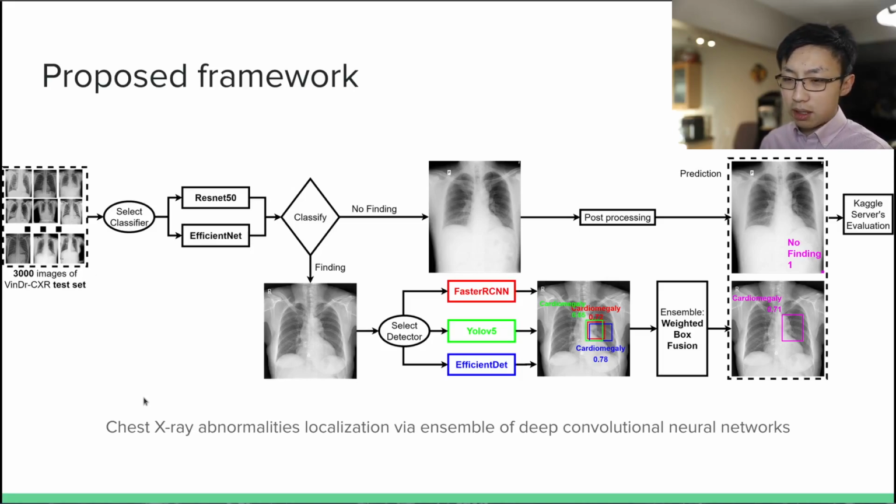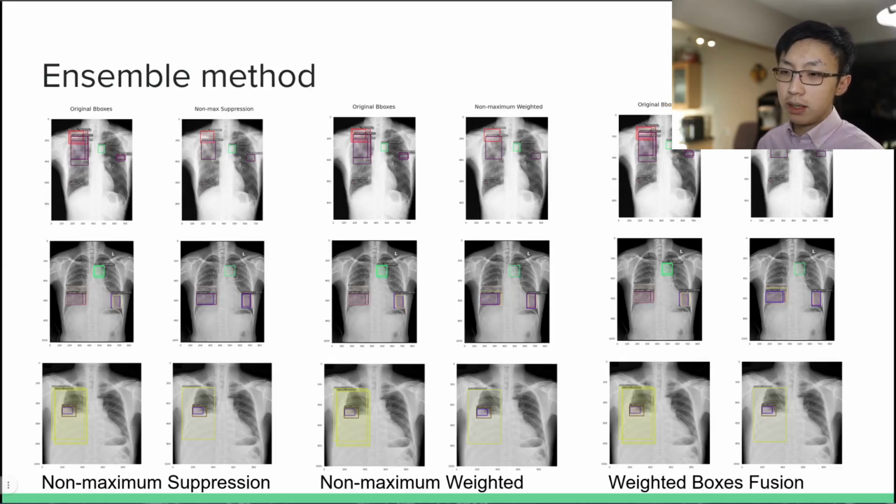Instead, we need some method to combine labels based on their class, confidence, and of course, location in relation to other bounding boxes on the radiograph. To do this, there are three main methods of ensembling our multiple predictions. First of all, non-maximum suppression, weighted non-maximum suppression, also called non-maximum weighted, and more recently, weighted boxes fusion.